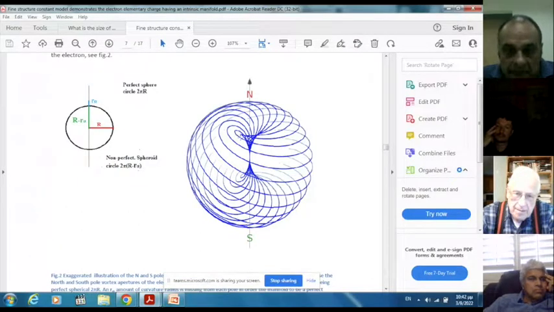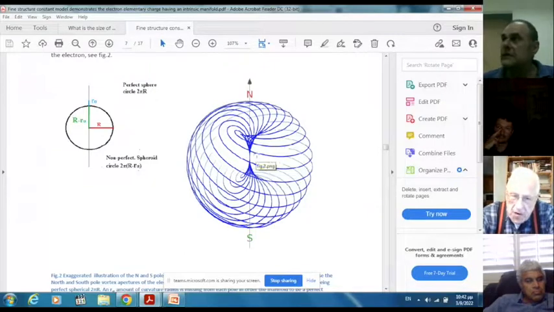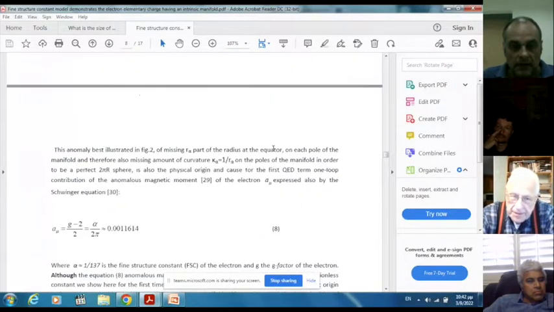So this hole here creates a radius at the equator that is larger, and this missing curvature is the anomalous magnetic moment. That gives the excessive gyromagnetic rotation because it's not a total sphere now. It's missing a small part, and our research shows the missing part is exactly the classical radius of the electron. So the missing part of the curvature of the surface here is the classical radius of the electron.